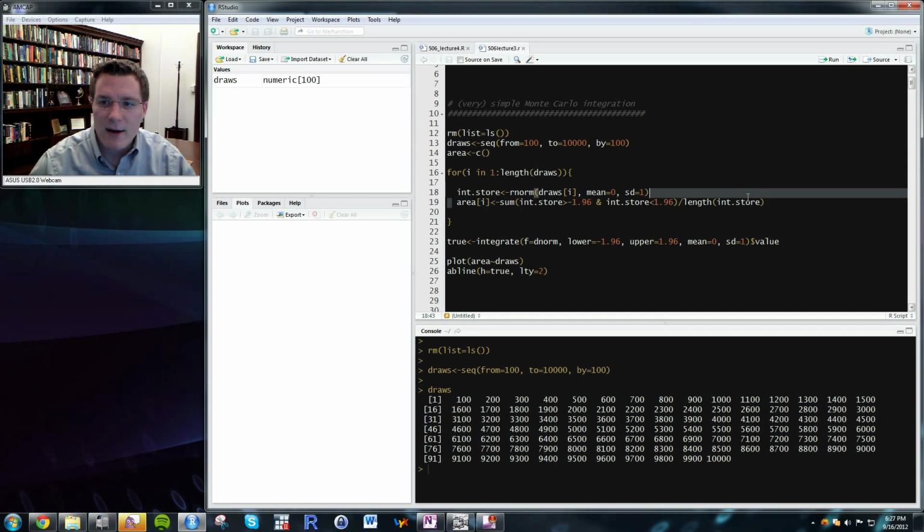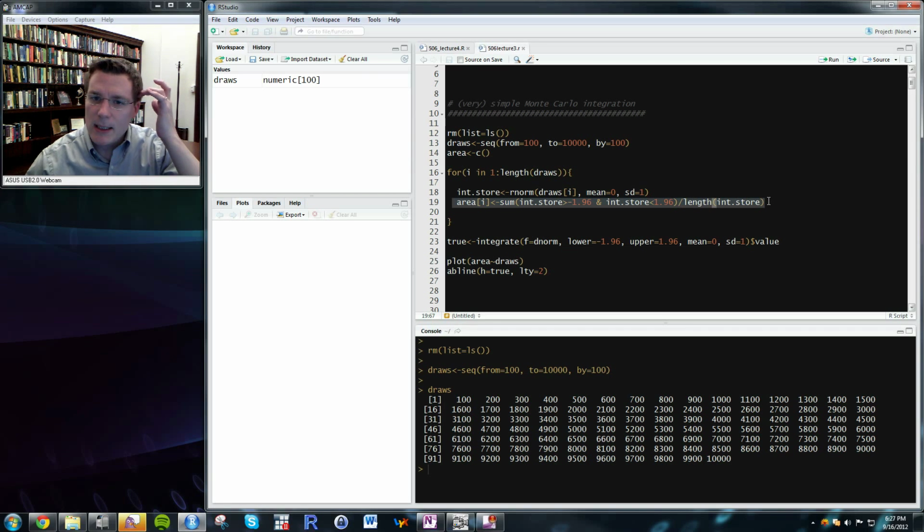And then I'm going to calculate the area between negative 1.96 and 1.96 by simply summing up the number of samples I've taken that are in that range and dividing by the total number of samples I took. Now, again, this is yet a third check on the accuracy of the problem, because this is a very canonical problem in statistics. Almost every statistician knows by heart what the area of the integral of the normal is between negative 1.96 and 1.96, because it's a 95% confidence interval that puts 2.5% in each tail.